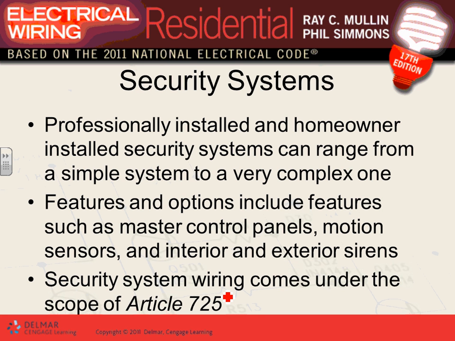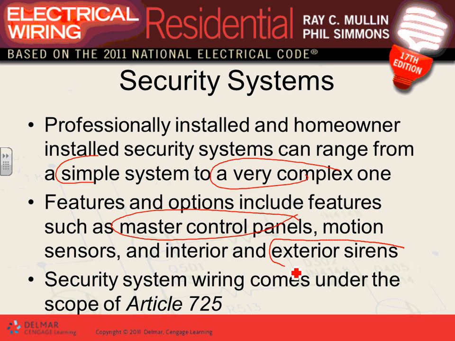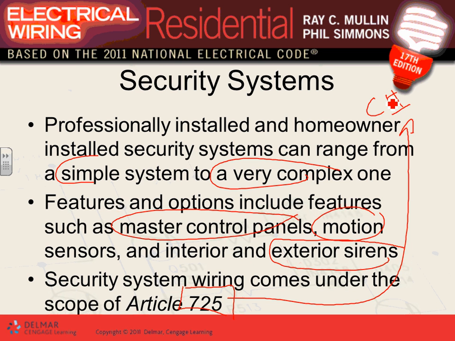Okay. Security system, guys, this is your signaling. A security system can be very simple or very complex, based on the features that you have. You can have a master control panel, a lot of them do, with exterior and interior sirens and motion detectors and so forth. The security system is covered in Article 725 and it's called a Class 2 circuit.